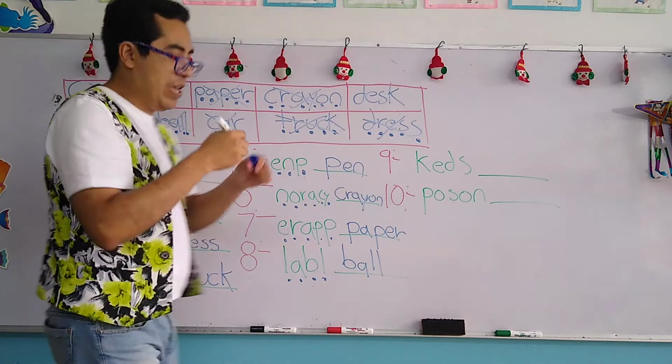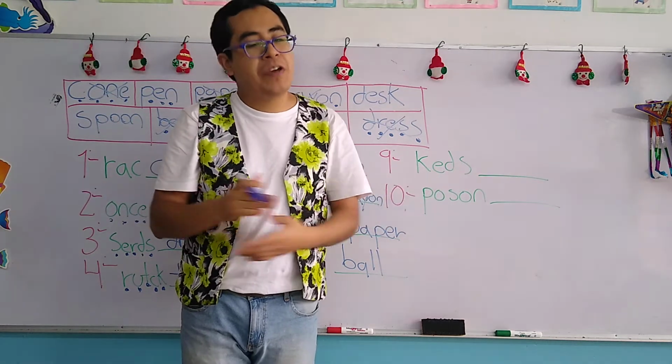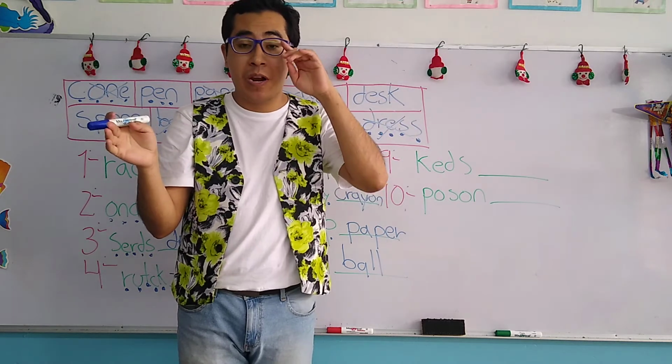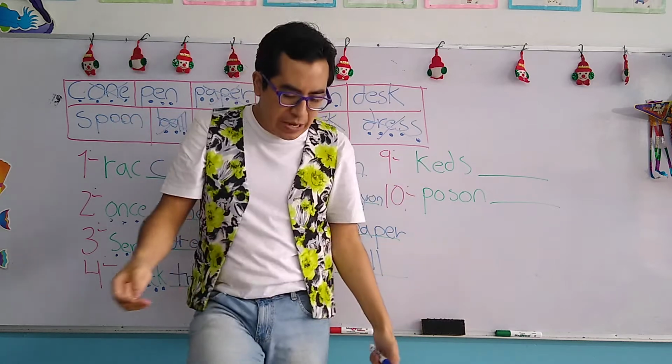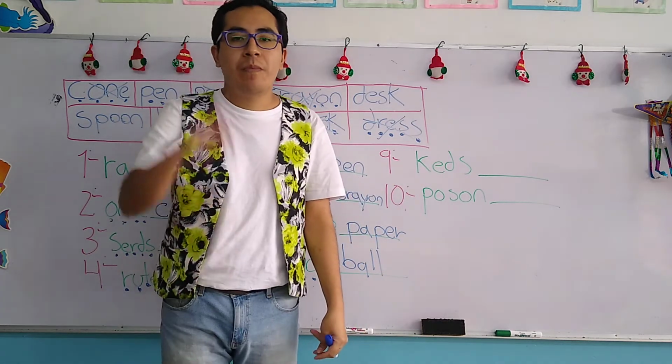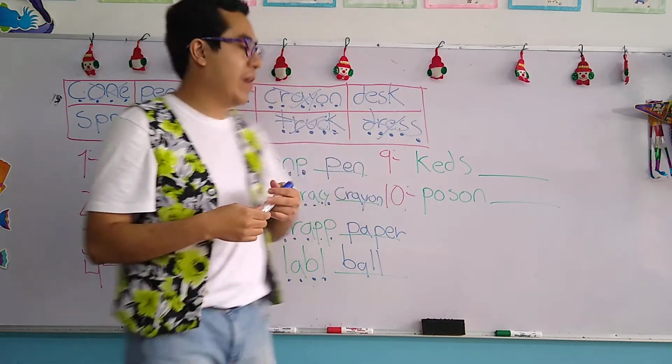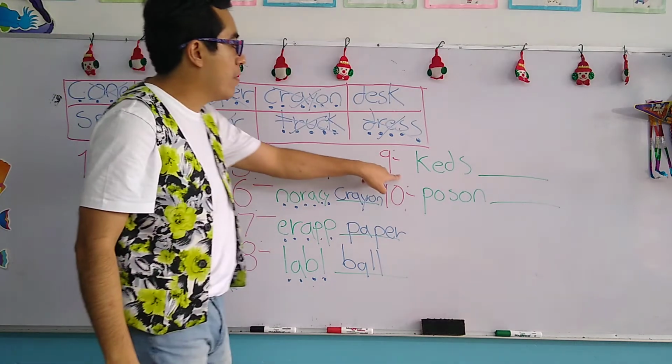Okay. And ball, it's a very easy object. There is no problem with ball, okay? Remember, it's an object, it's a toy which we use to kick with our feet or to use it with our hands, okay? Let's continue with number 9.